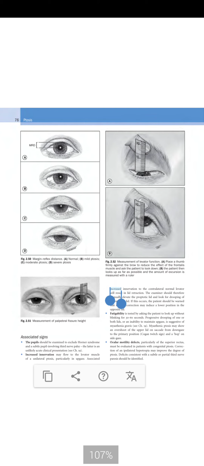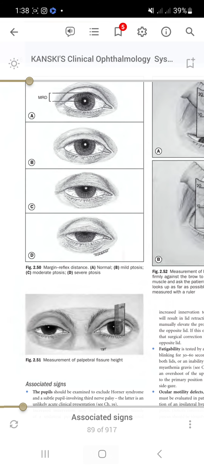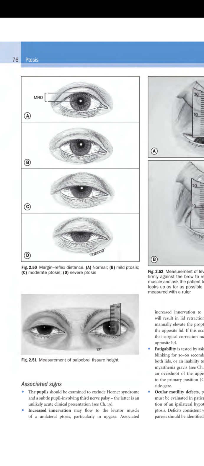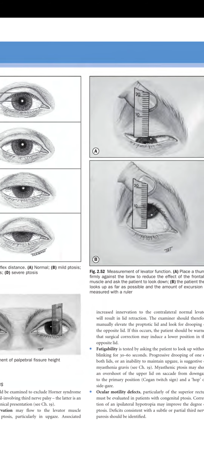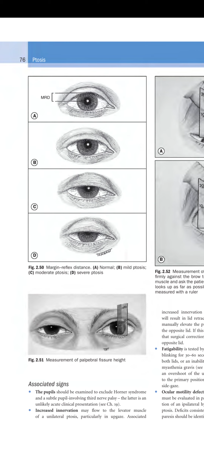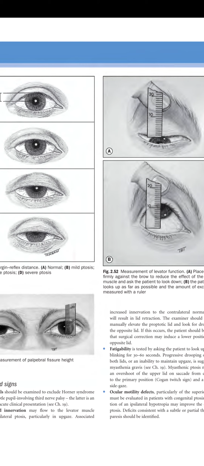So this is a figure that is showing us the MRD. A is showing the distance between the reflex and the upper lid, and A is showing normal, B is showing mild ptosis, C is showing moderate, and D is showing severe ptosis. And you can see 2.51 is showing how you measure the palpebral fissure height. It is the distance between the upper lid and the lower lid in the center of the pupil, and it is usually about 7 to 12 mm.